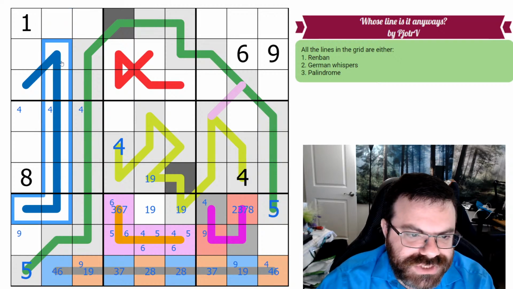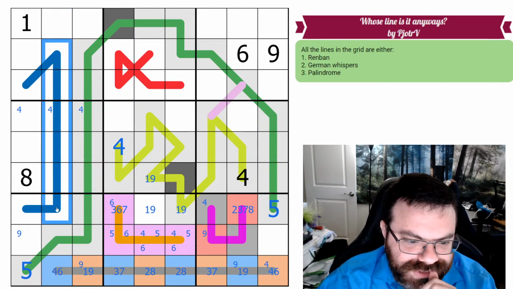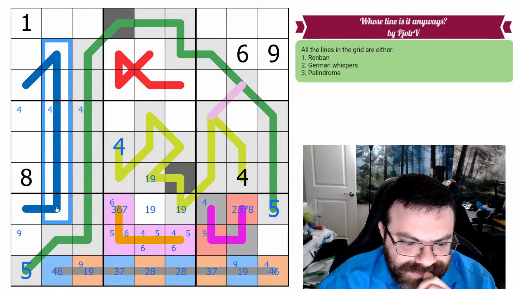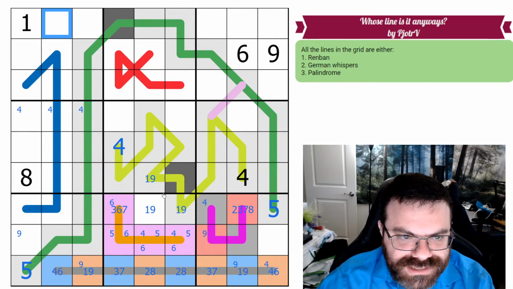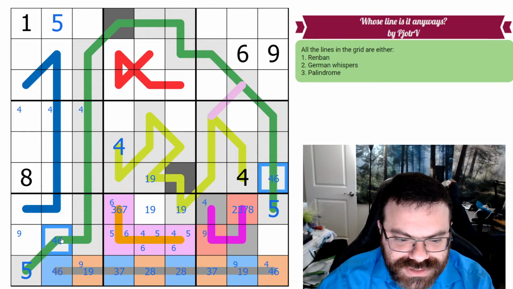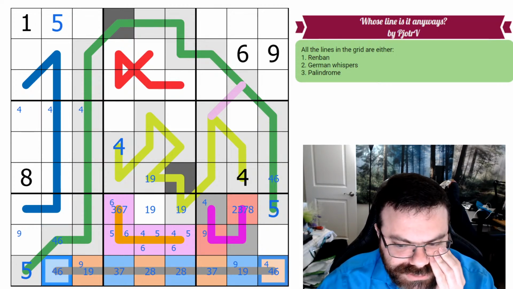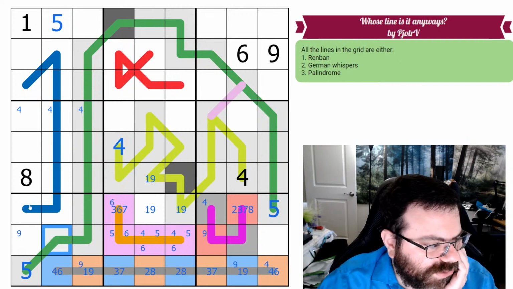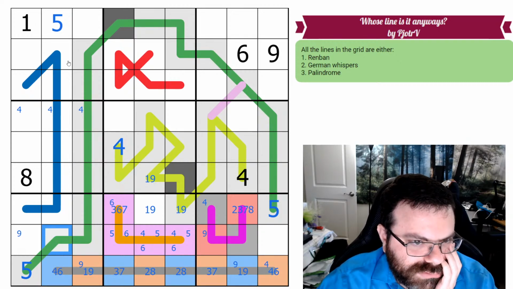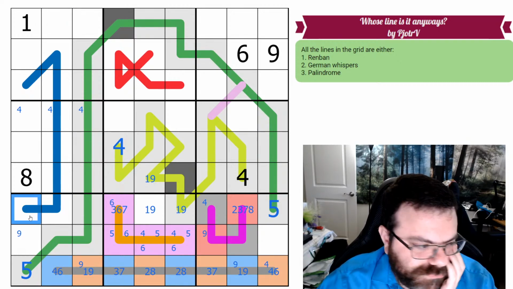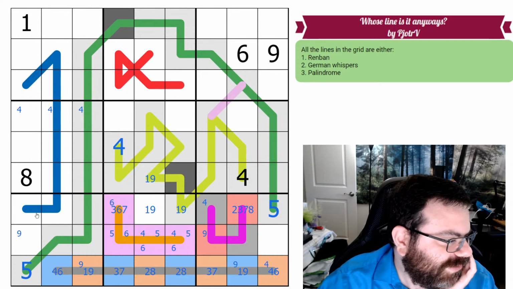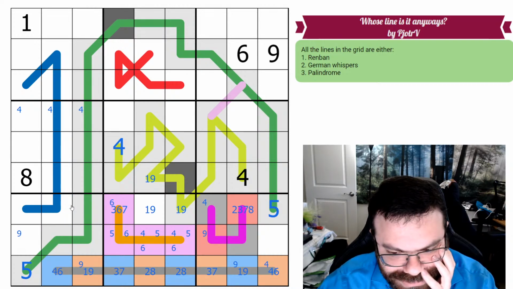So if blue is a German whisper line, it can't have a 4-6 on it anywhere in column 2. So this would be the 5, this would be 4-6, that 4-6 is over here. These two are the same though, which would then force both of these to be the same, which would break. So blue is not a German whisper. I didn't get it. Nometh Dork got it, but thank you.